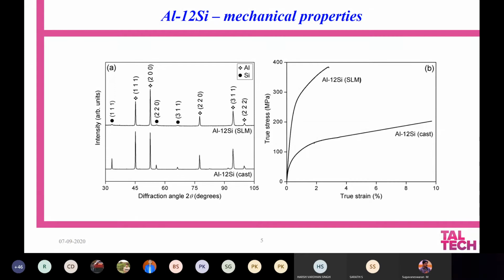And when you see the mechanical properties, the cast sample has a tensile strength of around 200 megapascal. Yield strength is also not so high, which is nearly, let's say, 100 megapascal around. And ductility is around 10 percent for the cast sample.